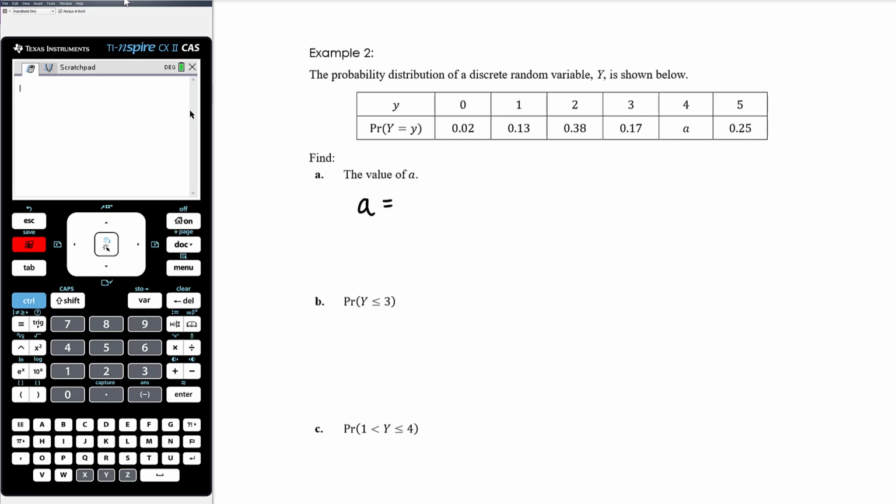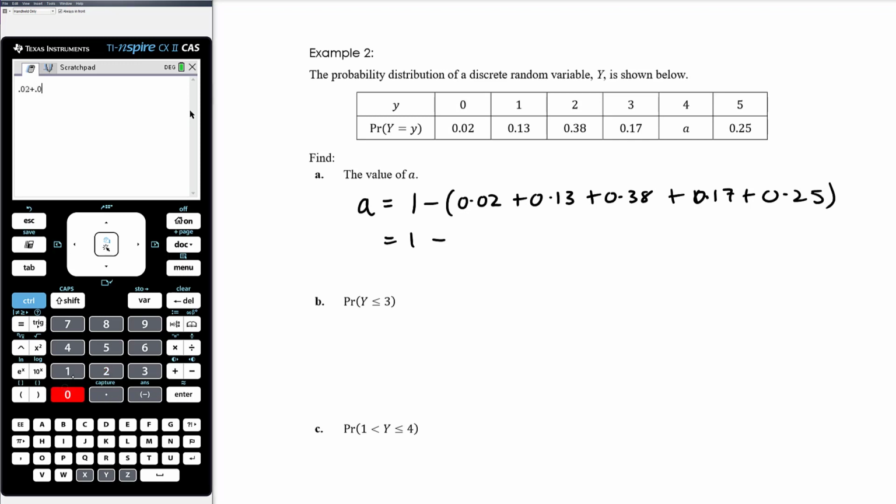So we're essentially saying that A is going to be 1 minus the sum of all the other probabilities. So it's 1 minus, I just add those up: 0.02 plus 0.13 plus 0.38 plus 0.17 plus 0.25. They add up to 0.95, and so therefore A must be 0.05. So we've worked that value out.